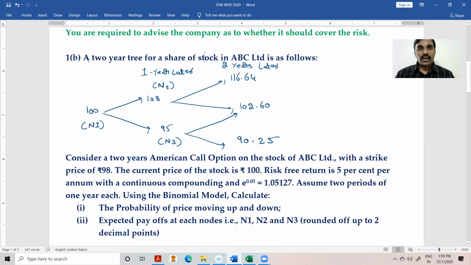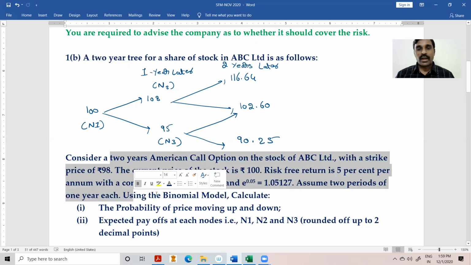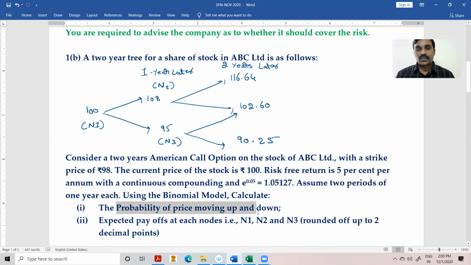Look at this. A two-year price path for a share of stock in ABC Limited is as follows. They have given possible prices. Consider a 2 years American call option on the stock of ABC Limited with a strike price of rupees 98. The current price of the stock is rupees 100. Risk-free return is 5% per annum with continuous compounding, and e to the power of 0.05 is 1.05127. Assume 2 periods of 1 year each. Using the binomial model, calculate the probability of price moving up and down, and the expected payoffs at each node, that is N1, N2, and N3, rounded off up to 2 decimal points.